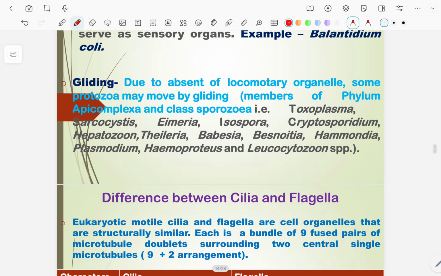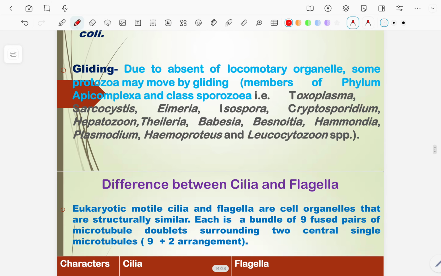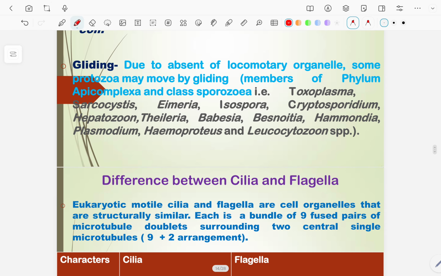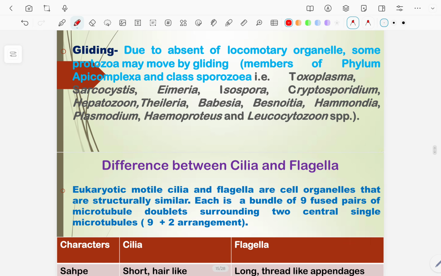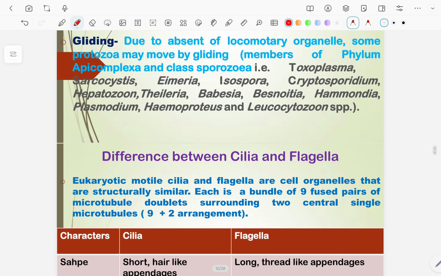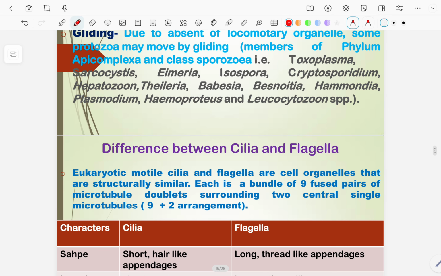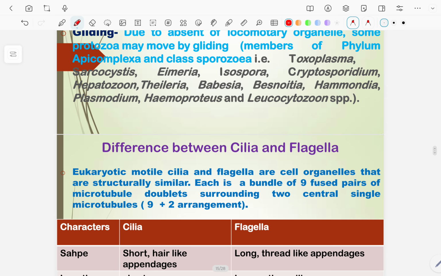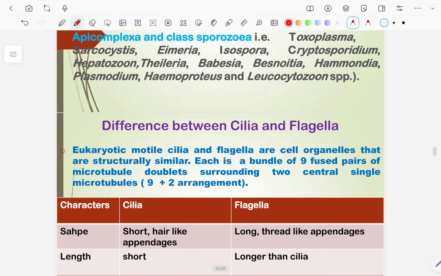Members of phylum Apicomplexa and class Sporozoa. Examples: Toxoplasma, Sarcocystis, Eimeria, Isospora, Cryptosporidium, Hepatozoon, Theileria, Babesia, Haemoproteus, Plasmodium, Hemoproteus, and Leucocytozoon species.